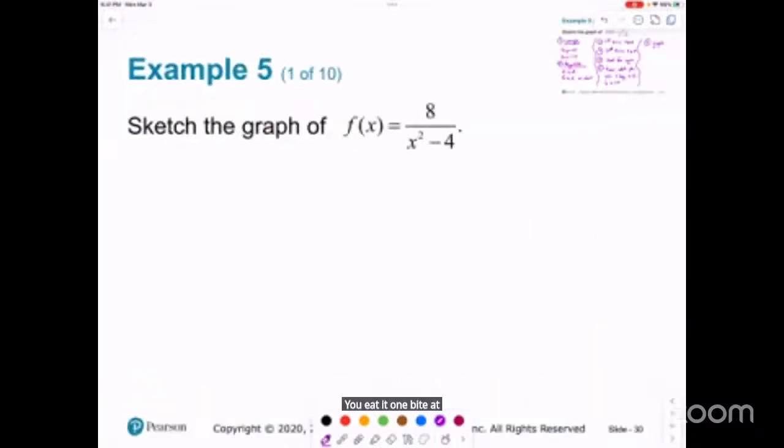So that's the idea. I'm going to use it as a reference and let's just do part by part. Okay. Let's see what happens. So first, let's look at our intercepts.